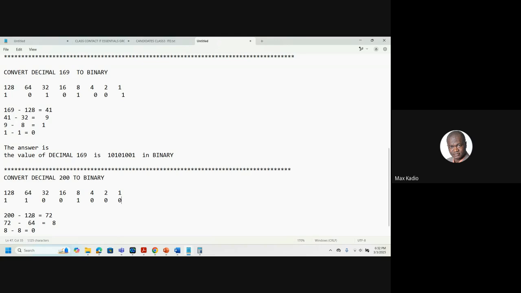So you can see that I took only 128, I took 64, and I took 8. So 128, I put 1 there. I took 64, and I took 8. See.